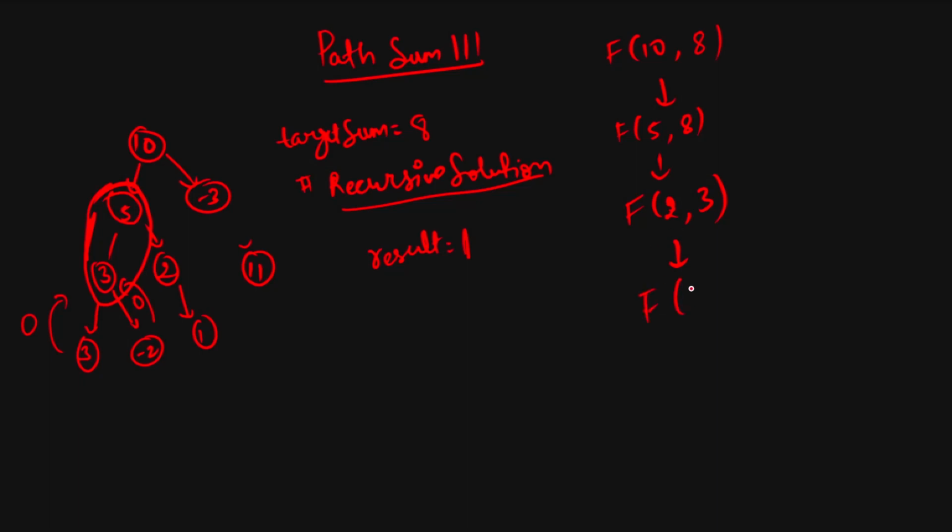Now I will go with include. If I include this 2, then 3 minus 2 will be 1, and 1 minus 1 will be 0. That means this is also my path, and I will make my result equal to 2. Similarly, after finding for the left, I will find for the right, and I will get my answer 3. Now check out the code and find the time and space complexity.